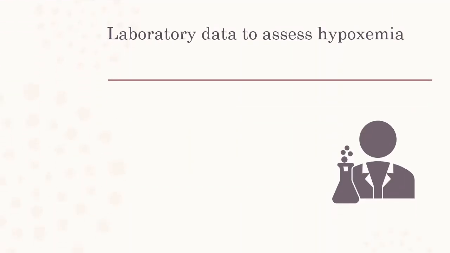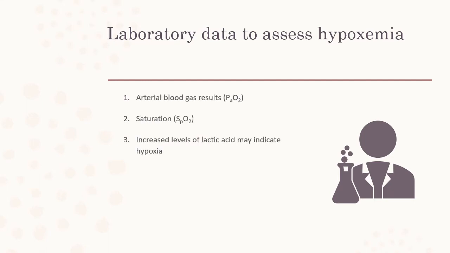Laboratory data used to assess hypoxemia. Some of the tests used to assess hypoxemia include arterial blood gas results, or tension of arterial oxygen, PaO2, and oxygen saturation taken on pulse oximetry, or saturation of oxygen, SpO2. Increased levels of lactic acidosis may also indicate tissue hypoxia.